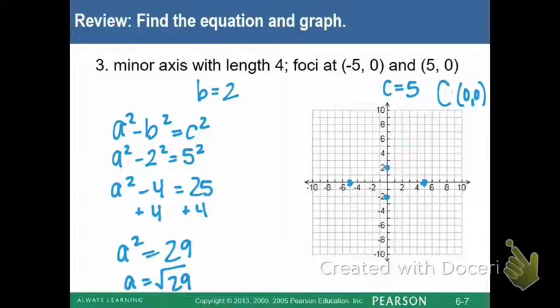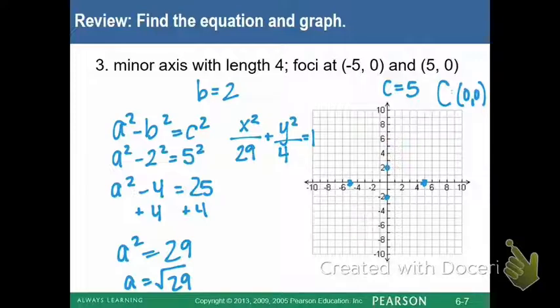So remember, when I write my equation, I'm really going to be using A squared and B squared underneath my x's and my y's. So I'll have x squared over, in this case, left and right, that's going to be the major axis, so I'm going to be using A, and really I'm using A squared, so it ends up being just 29 when I take the square root of 29 squared. Plus y squared over 2 squared gives me 4, and that's equal to 1.